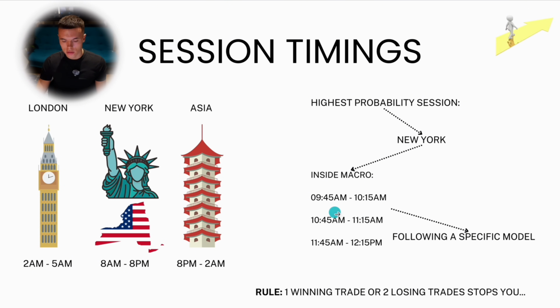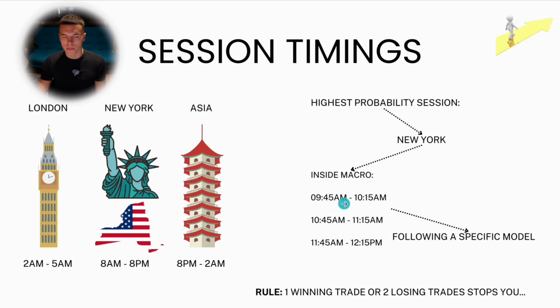The 3 macros that I specifically trade are 9:45 AM to 10:15, which is the first AM macro. The second AM macro is at 10:45 AM to 11:15 AM. The third macro is at 11:45 AM to 12:15 PM, which is the start and going into the lunch macro there. Each macro presents itself with different types of opportunities.